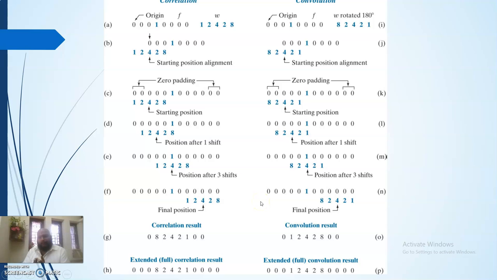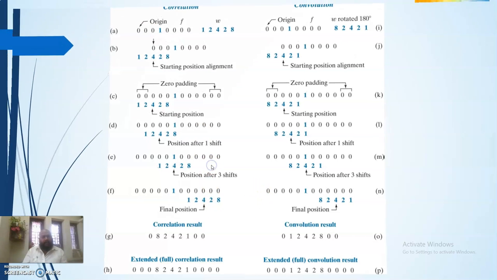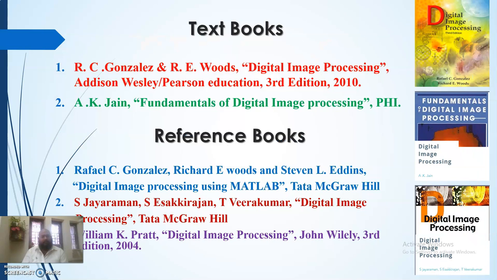So like this, the spatial filter is used for smoothing and sharpening in various applications with the help of correlation and convolution. I think now we got an idea about what is spatial filtering, its uses, its types, its working, and we have seen some examples also. With this I am going to wind up this session.